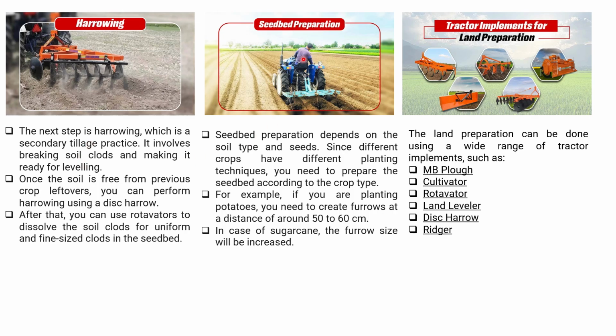The next one is seed bed preparation. Different crops require different types of seed beds. For example, potato needs rows about 50 to 60 centimeters apart. Sugarcane follows furrow irrigation, with a size even larger compared to potato. Finally, land preparation requires various tractor implements like the MB plough, cultivator, rotavator, land leveler, disc harrow and ridger. These tools help farmers prepare large areas of land more efficiently.